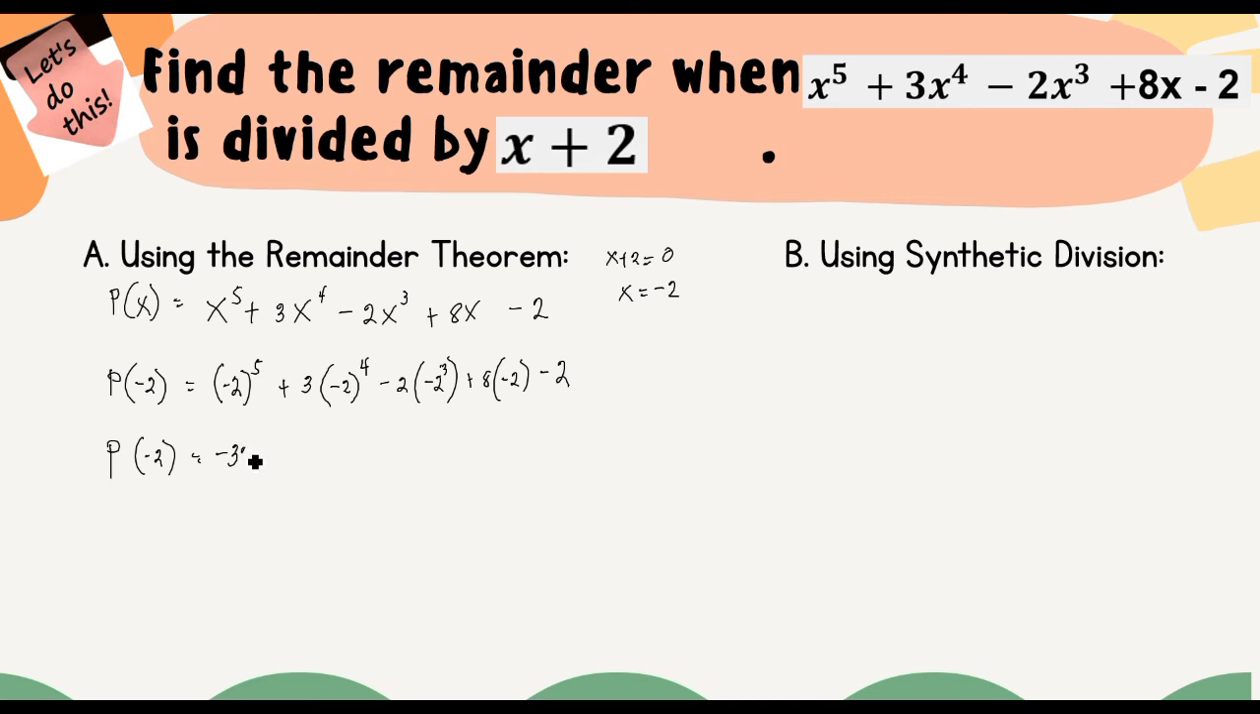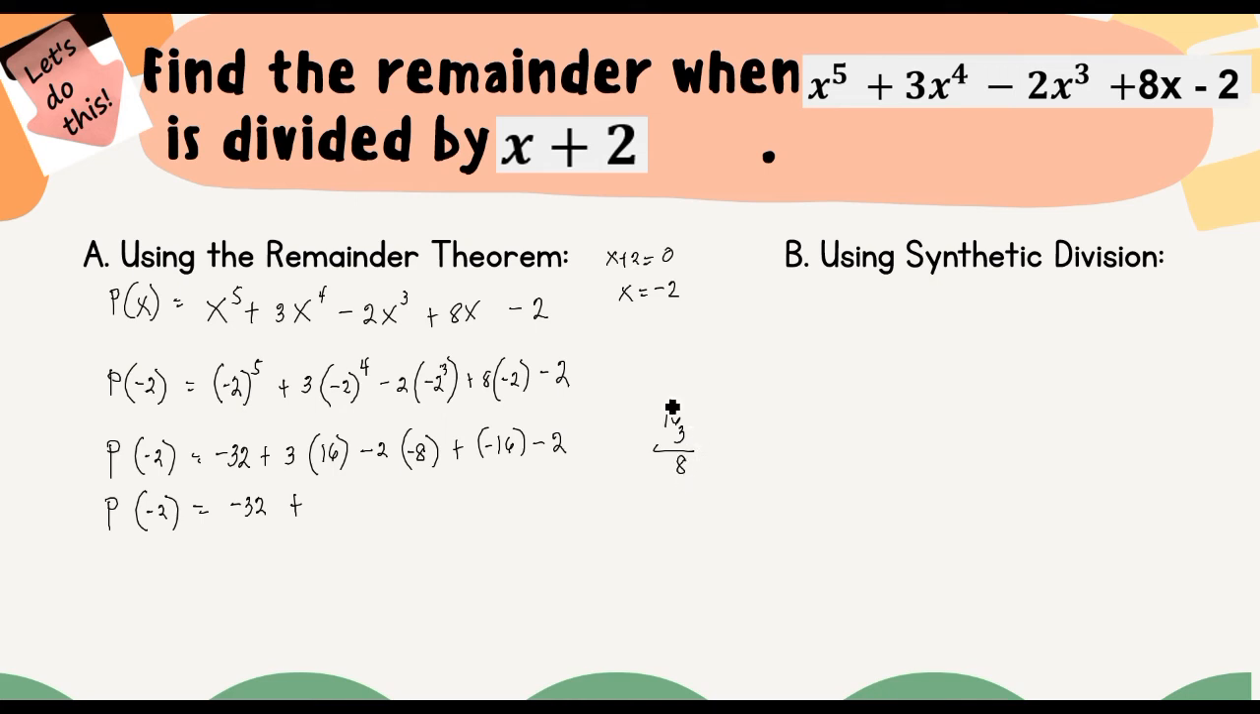So, that will become negative 32 plus 3. Negative 2 raised to 4 is positive 16. Then, negative 2 times negative 2 cubed: 2 times 2 is 4, times 2 is 8, or negative 8, plus 8 times negative 2 is negative 16. Ayan, lagyan na lang natin parenthesis. Minus 2. Then, we will have P of negative 2 is equal to negative 32 plus 16 times 3.